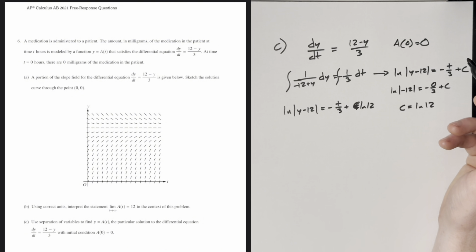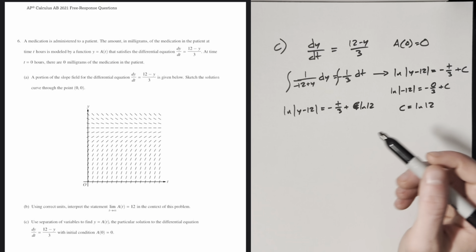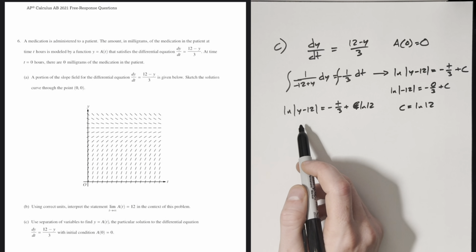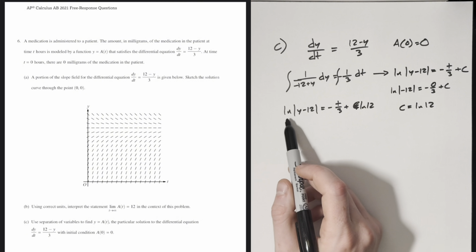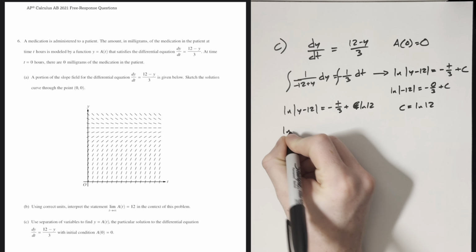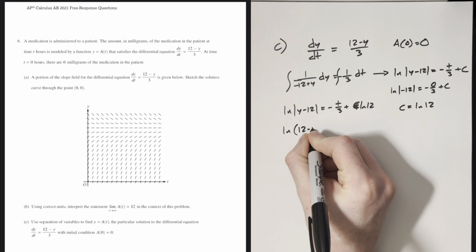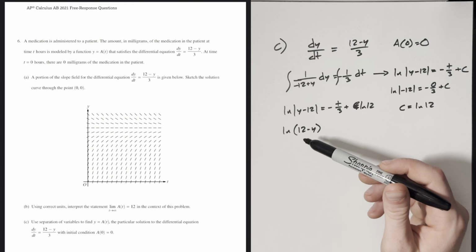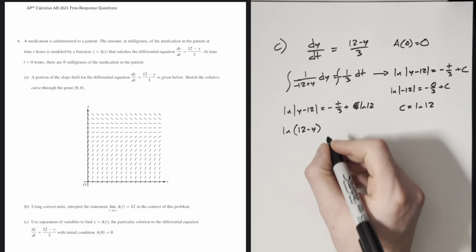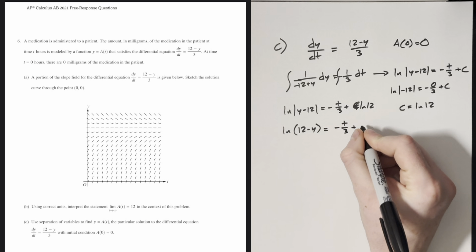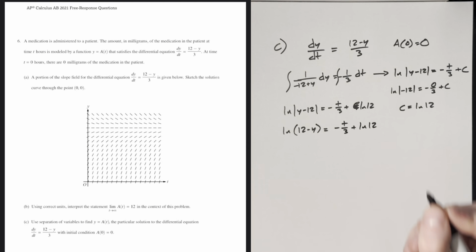But as we saw in part A, it has this horizontal asymptote at y equals 12. It can't equal 12 or be greater than that. So y minus 12 is negative. So the absolute value of y minus 12 will actually equal 12 minus y, because the absolute value of a negative number is just the negation of it. 12 minus y will equal negative t over 3 plus the ln of 12.